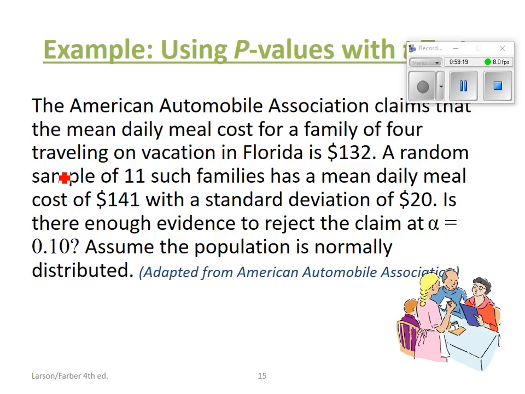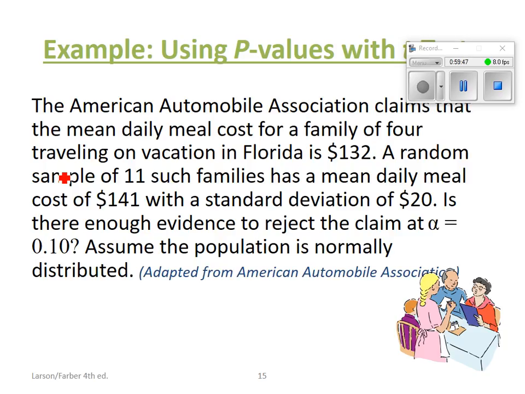Compare it to alpha. So we're going to compare P to alpha. Is P greater than alpha or less than alpha? Less than. Does everybody agree with that? No, it's the other way. I said P is less than alpha. I mean, greater than, my bad. Sorry. So P is greater than alpha.